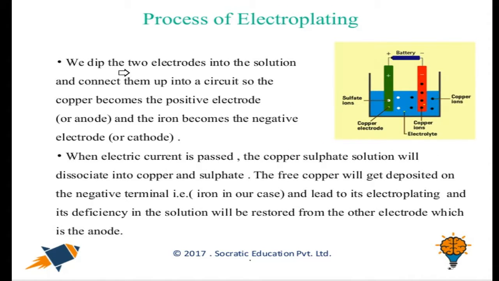Talking further about it, we dip the two electrodes into the solution as you can see in this picture and connect them up into a circuit, so the copper becomes a positive electrode, that is the anode, and the iron becomes a negative electrode, that is the cathode. So when electricity is passed through it, the copper sulfate solution will dissociate into copper and sulfate. The free copper will get deposited on the negative terminal, that is iron in our case, and lead to its electroplating, and its deficiency in the solution will be restored from the other electrode, which is the anode.